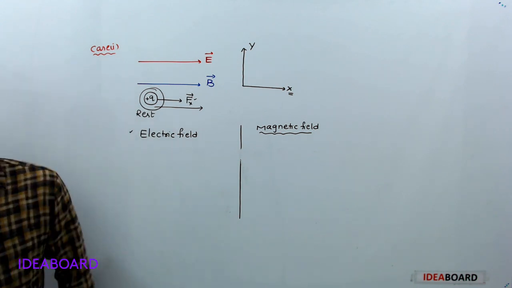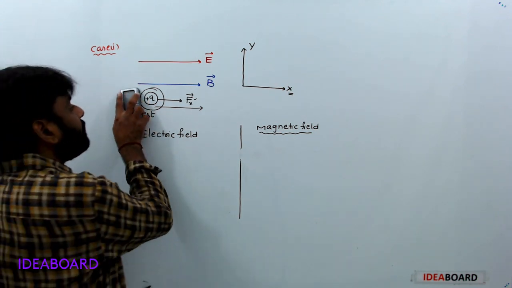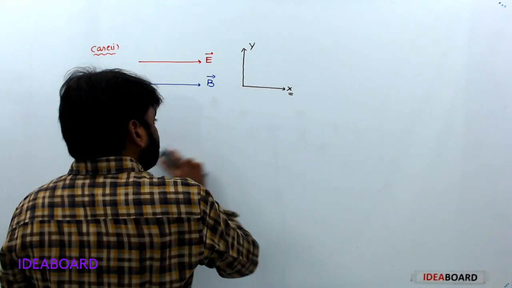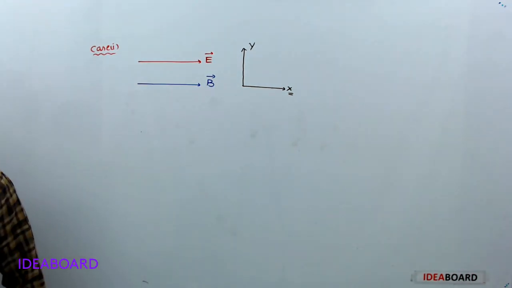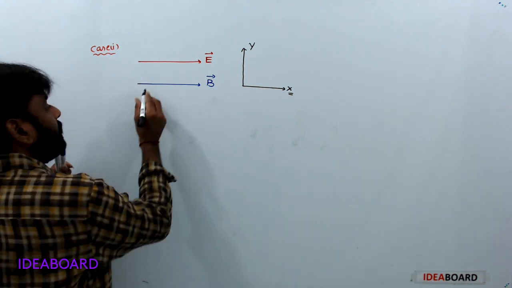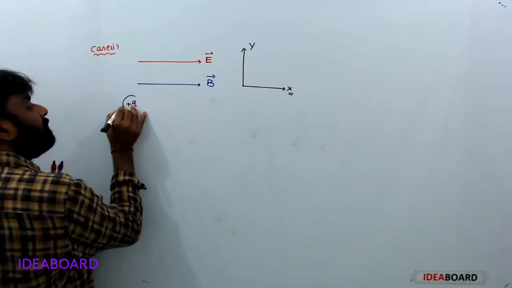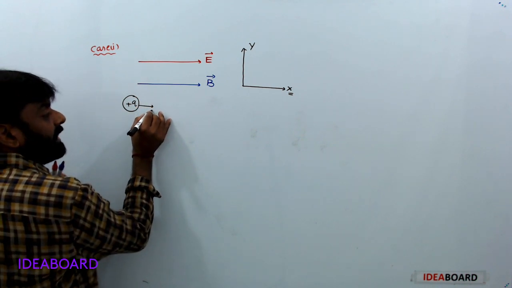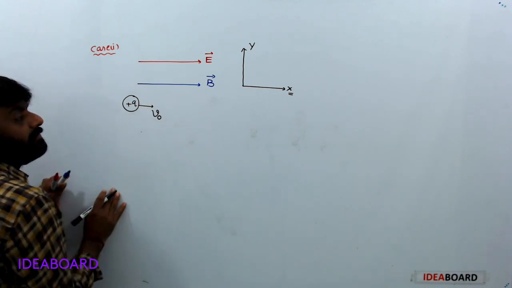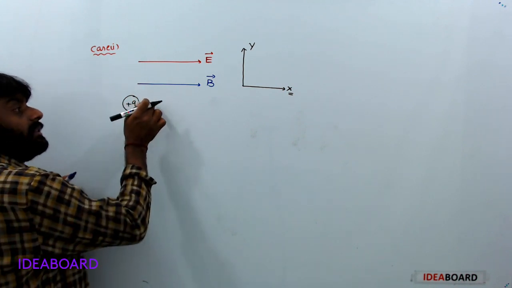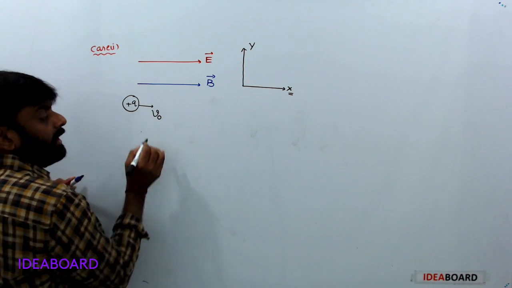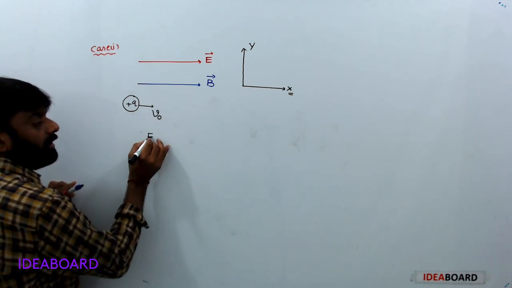Initially, the charged particle has a velocity, that is V naught, that is also parallel to E bar and parallel to B bar. Okay.